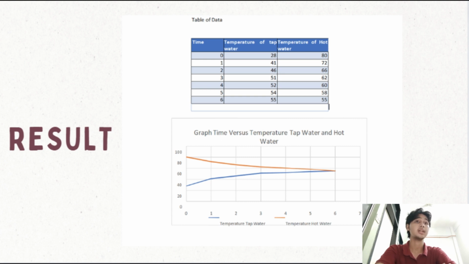We have plotted the graph of time versus temperature of tap water and hot water. So we can see the trend for temperature of tap water increases, while the trend for temperature of hot water decreases until both reach the equilibrium temperature.